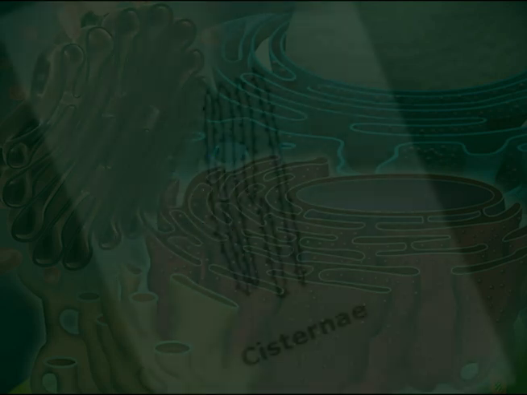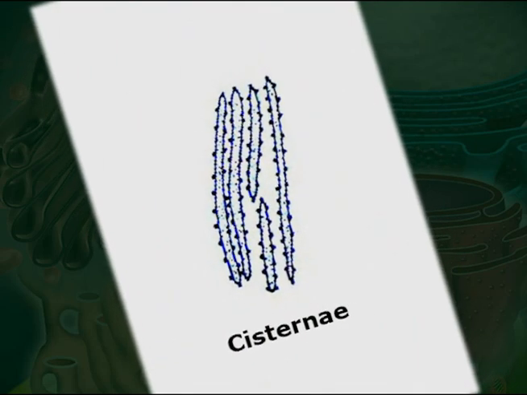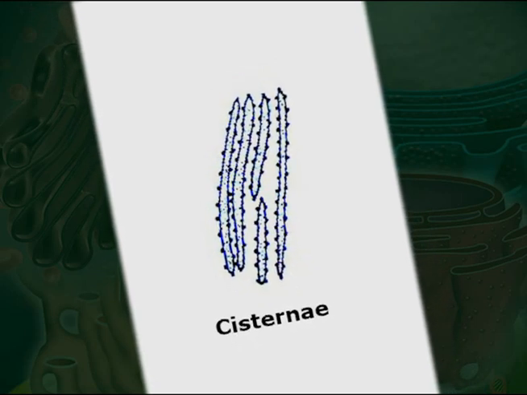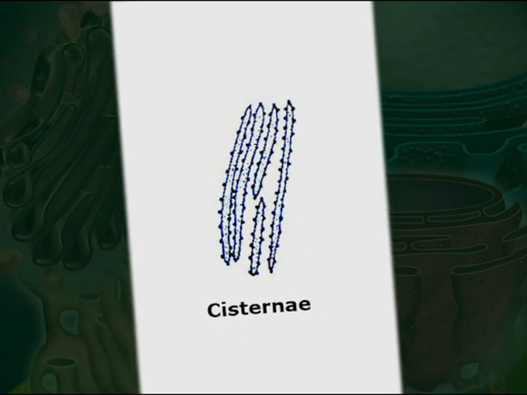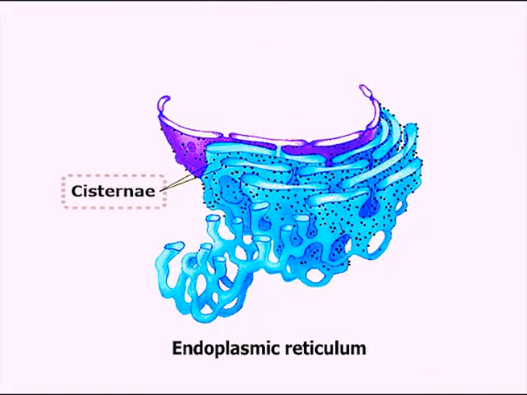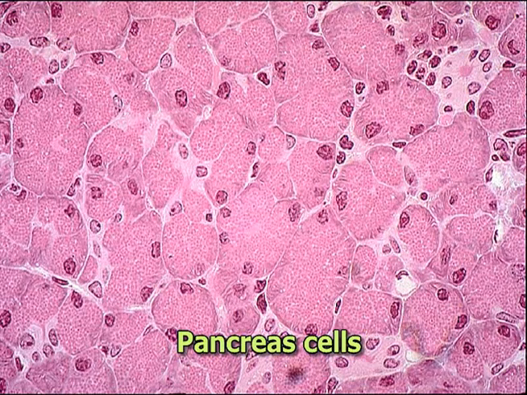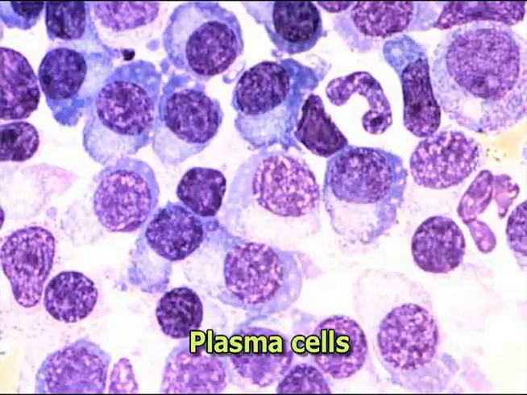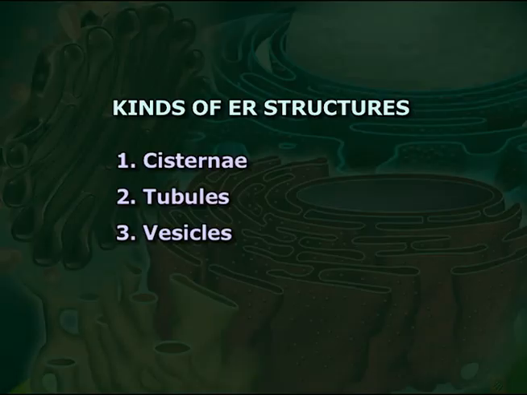Cisternae. The cisternae are broad, long, flattened, sac-like unbranched tubules having a diameter of 4 to 5 nm. They are arranged parallel in bundles or stacks to form lamella. They are interconnected with each other. The cisternae usually occur in those cells which have synthetic activities, such as the cells of pancreas, liver, plasma and goblet.